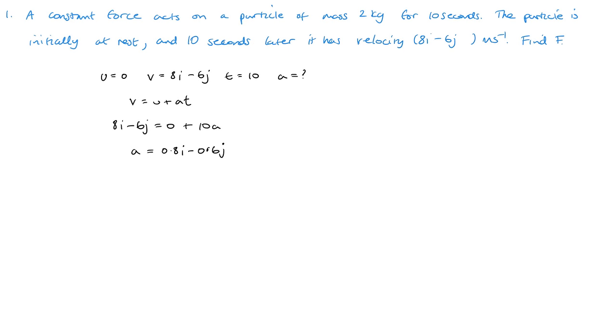And then we want F. So F equals ma. The mass is 2 and the acceleration is 0.8i minus 0.6j. So that's 1.6i minus 1.2j newtons. Okay, and that's that question done.